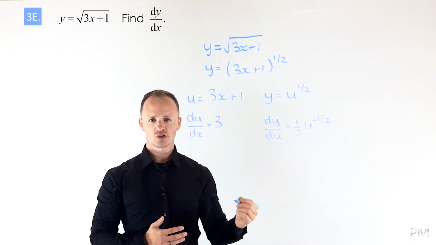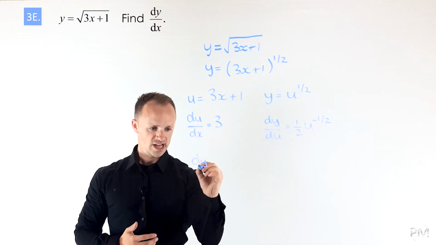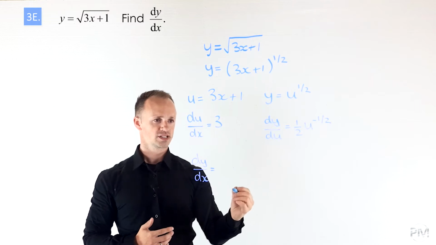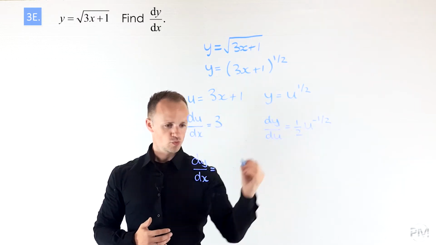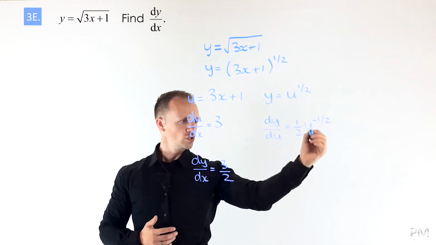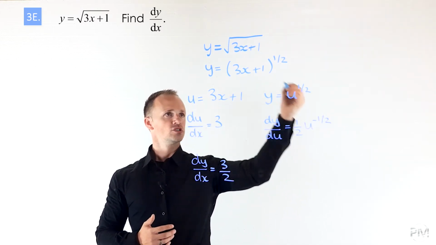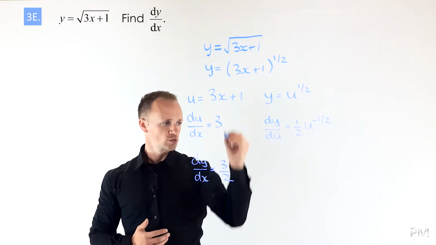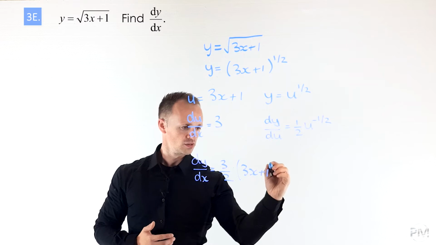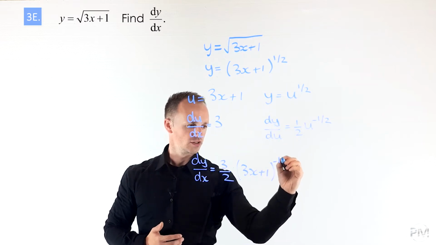Now we can combine these using the chain rule. So we get dy dx is these two things multiplied together. 3 times 1/2 is 3 over 2. Then we have u to the power of a negative 1/2. So u we defined as 3x plus 1. So we'll get 3x plus 1 in a bracket to the power of negative 1/2.